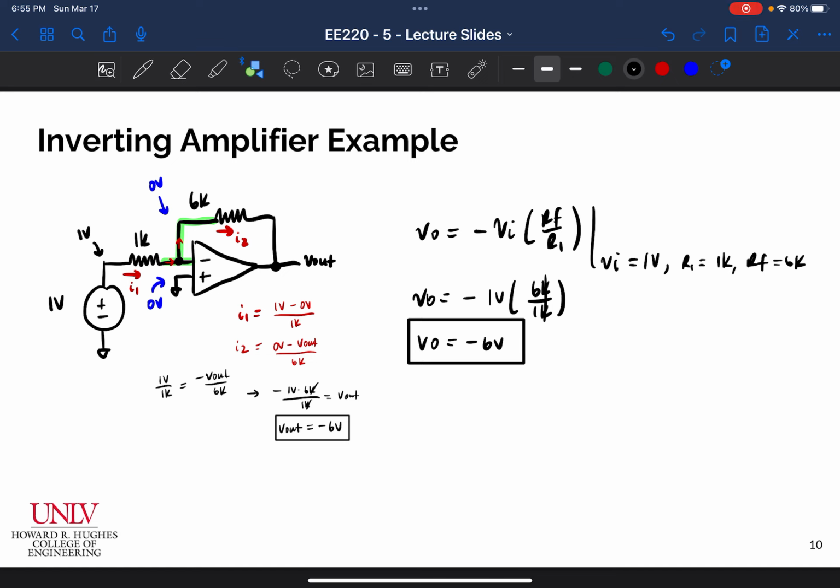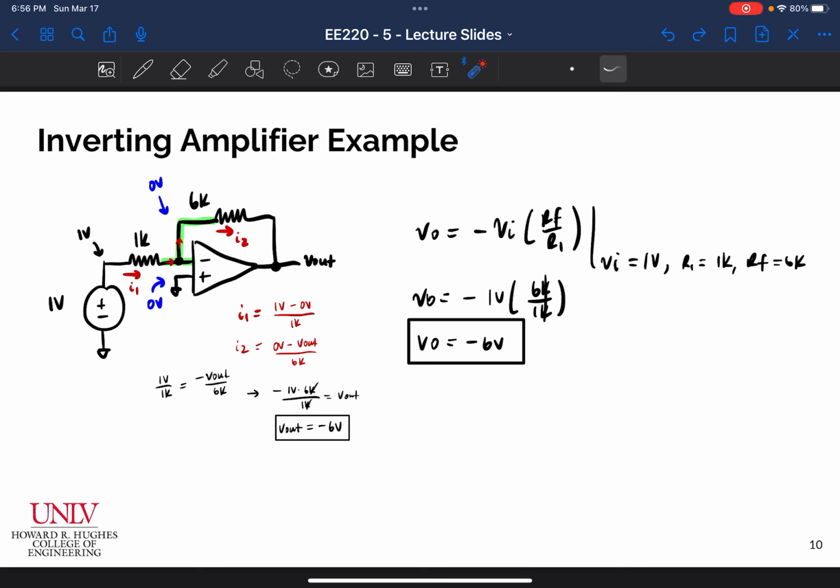Okay, so that just proves that solving the problem the long way and solving the problem the short way are equivalent. Of course, it's important to be able to analyze the circuit like this on the off chance that you can't recognize the type of amplifier topology. You can always use the expression that we've derived and just plug in values, and you'll get the same answer, and we can see that, right? Okay, so that's our inverting amplifier example.